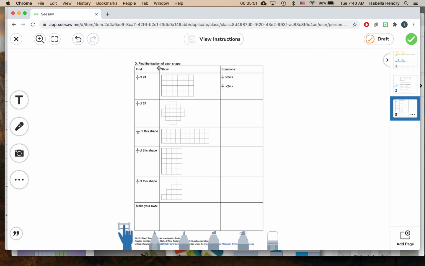And then on the last page, it's the exact same thing. It's just that now your squares are in different shapes. But same thing, you'll fill in the boxes as it says and then finish the equation. All right, let's get started.